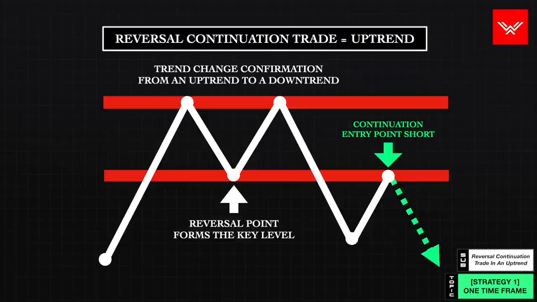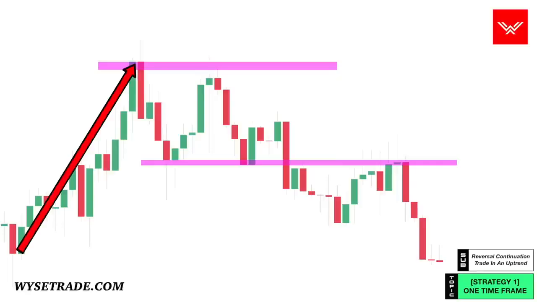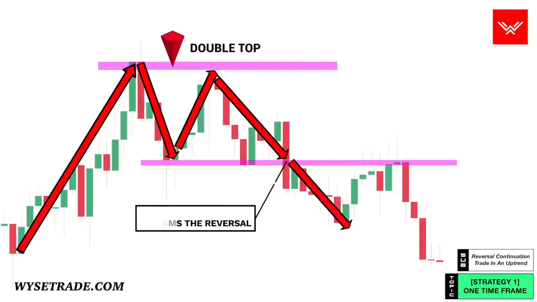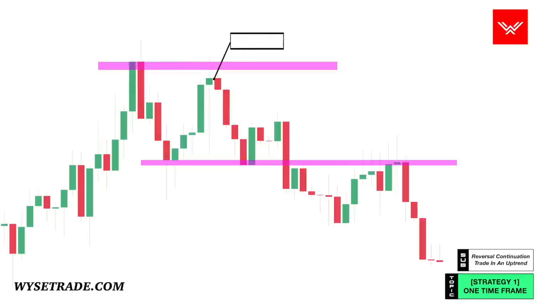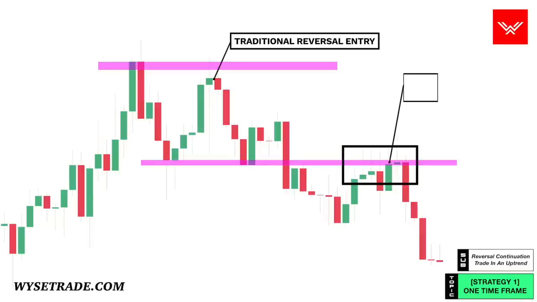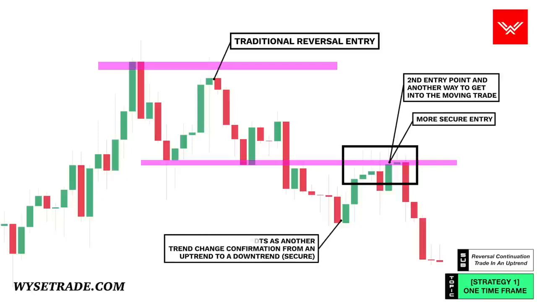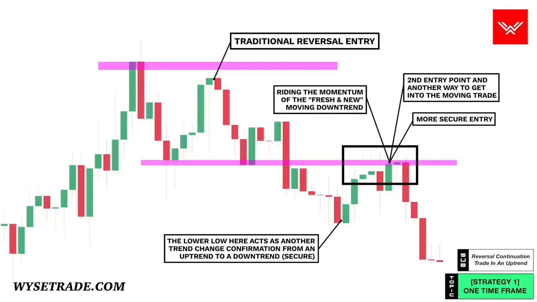So next, a reversal continuation trade in an uptrend. Here is the anatomy of the variation. Now on the charts, you first had your moving uptrend before a double top formed, followed by a break of the neckline, confirming the reversal from an uptrend to a downtrend. So your traditional reversal entry took place up here, but this second entry here acts as another way to get into the reversal trade, and is a more secure way to do so because price has already formed the lower low here, and you would be riding the momentum of the fresh trend change.